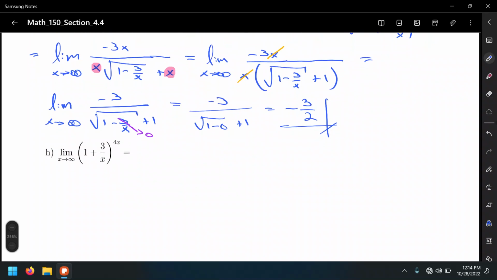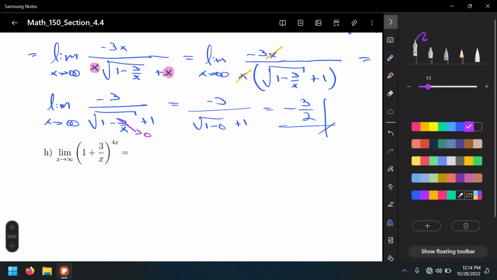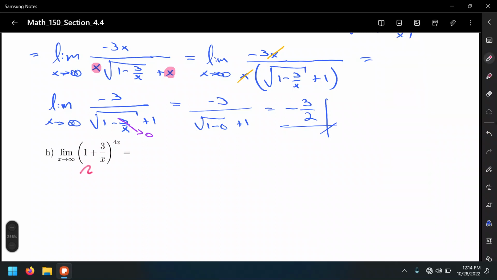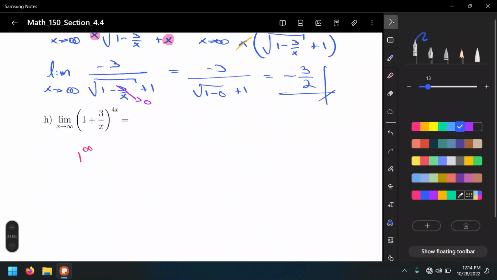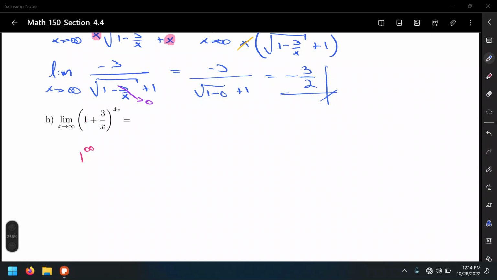Alright? So here is the thing. When you see something like this, number one, let's check which indeterminate form this is. So 1 plus 3 over infinity. What's 3 over infinity? Isn't it 0? So that's 1 raised to 4 times infinity. That's 1 to the infinity power. So that's one of the indeterminate forms. It's a weird one, but there's a way around it. I'll show you how we go about this one. For now, let's call this limit y. It will be a number y.